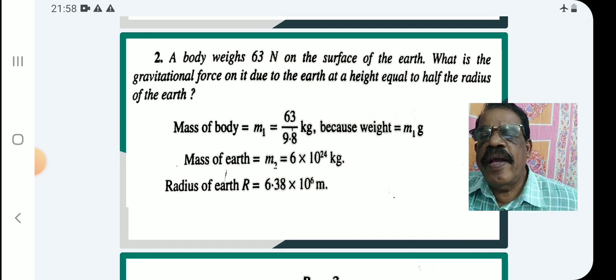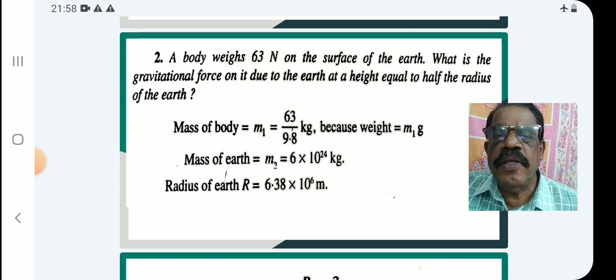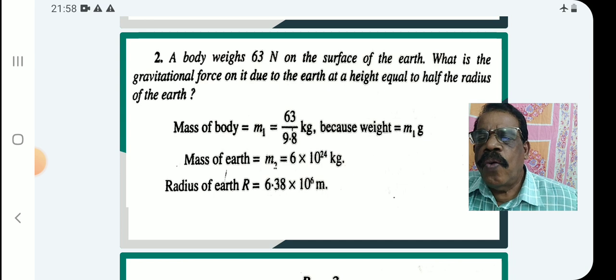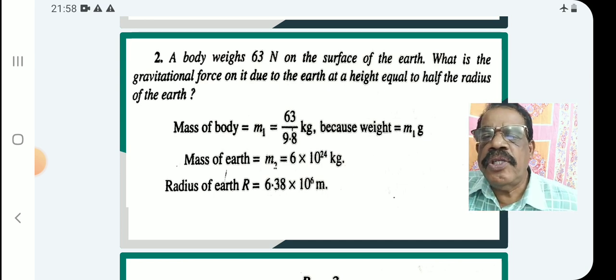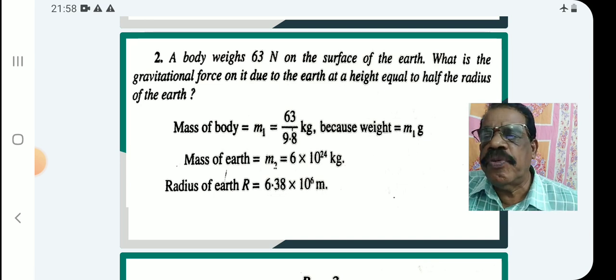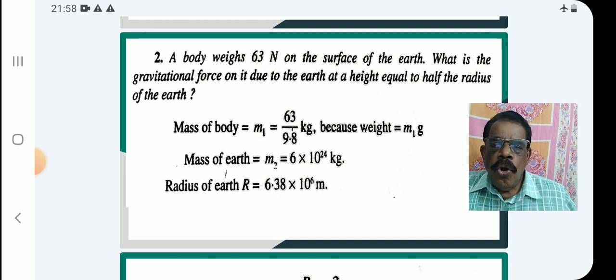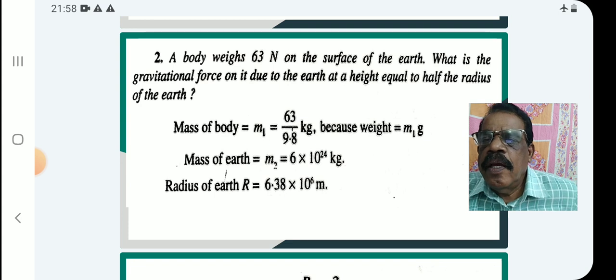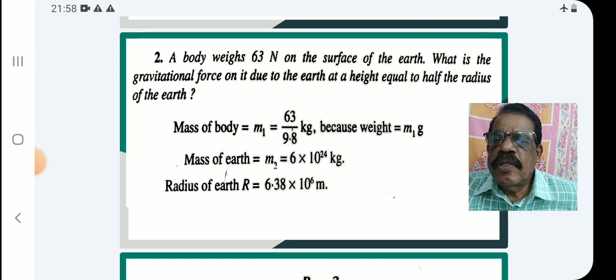A body weighs 63 Newton on the surface of Earth. What is the gravitational force on it due to the Earth at a height equal to half the radius of the Earth?